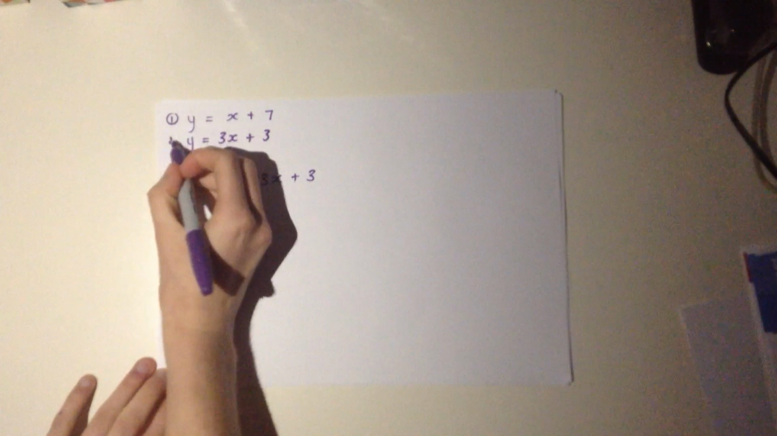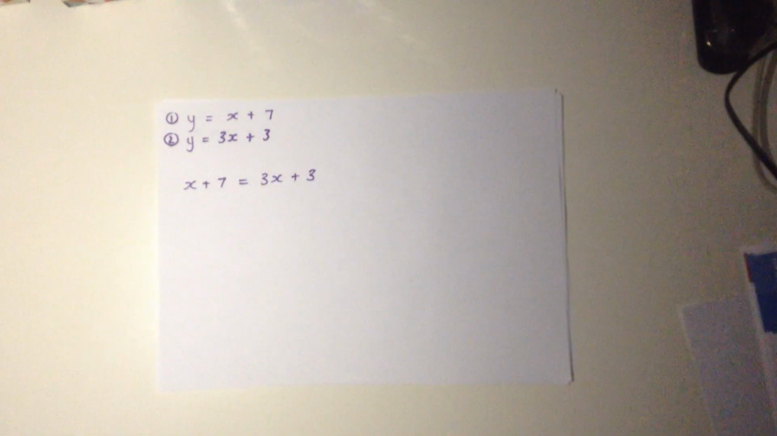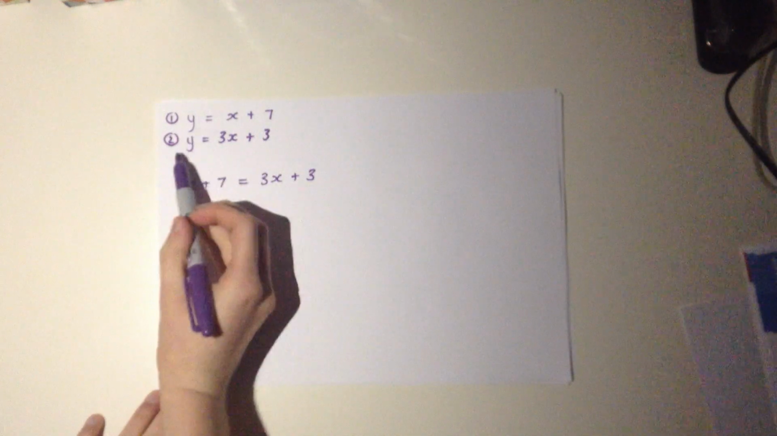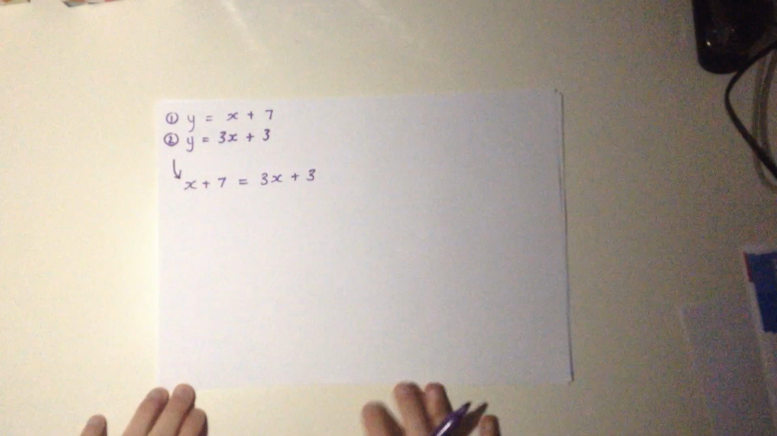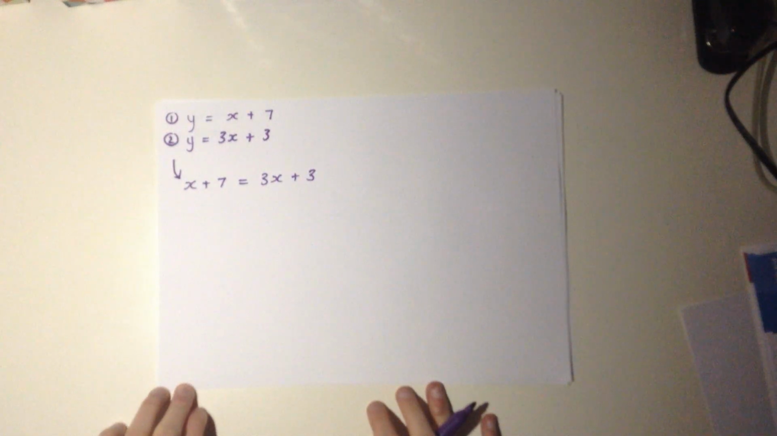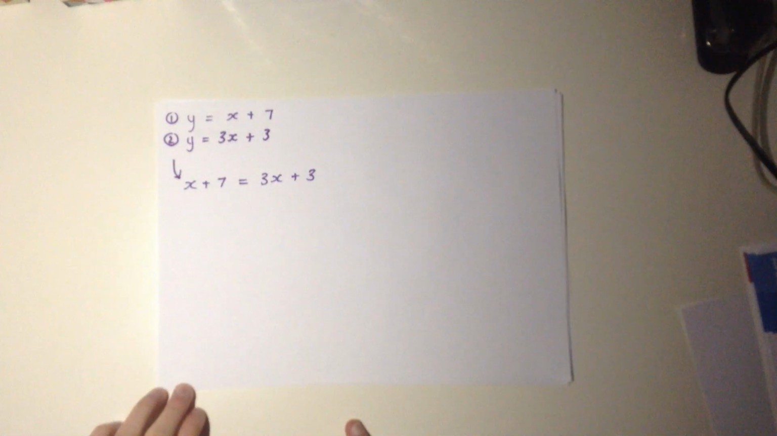Today we're going to be focusing on simultaneous equations. Now, we've got equation 1 and we've got equation 2. Y equals x plus 7 at the top and y equals 3x plus 3 at the bottom. Now, both equations here equal y, and all I've done here is I've made them equal to one another because they both equal y. So x plus 7 now equals 3x plus 3.